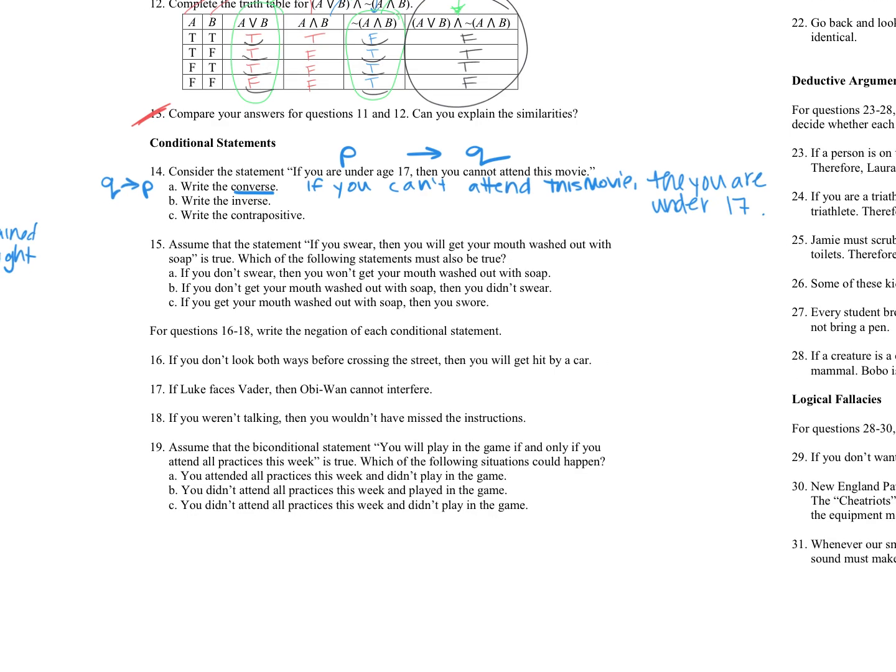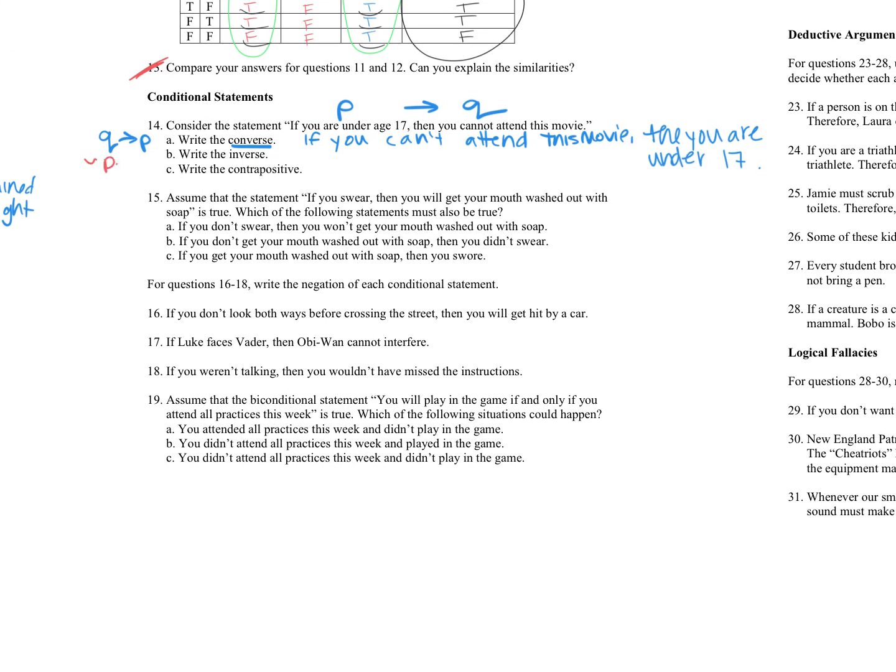For B, we want the inverse. The inverse just negates both parts of the original. So we would say, if you aren't under 17, then you can attend the movie. And you can kind of see with that wording that that's the same thing as the converse. So the inverse and the converse are logically equivalent.